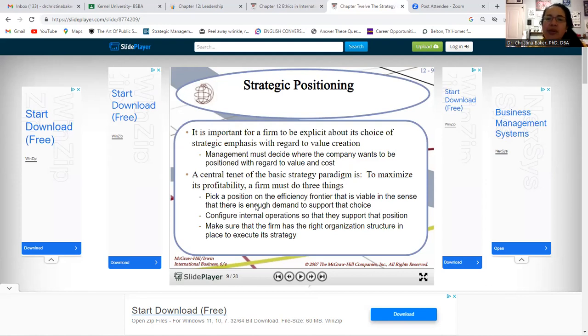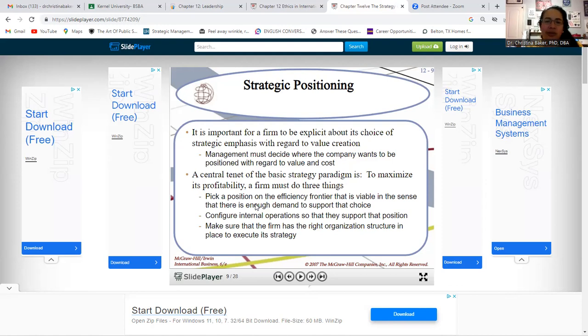It's important for the firm to be explicit about the choice of strategic emphasis with regard to value creation. Management must decide how the company wants to be positioned with regard to value and cost. A central tenet of the basic strategy paradigm is to maximize profitability.